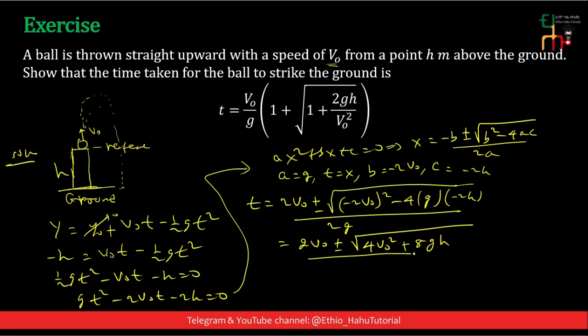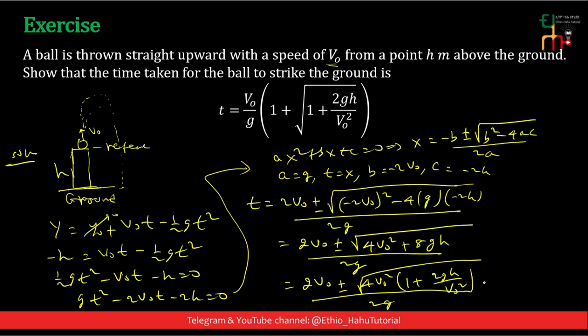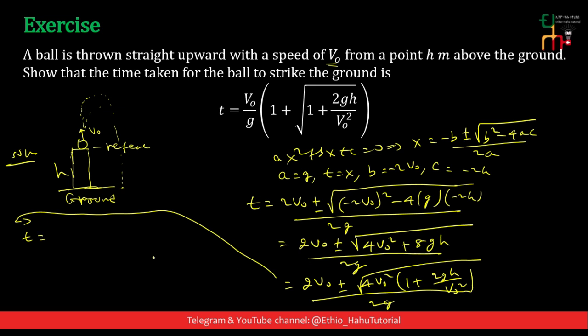Now, this is equal to (2 v0 ± sqrt(4 v0^2 (1 + 2gh/v0^2))) / 2g. Taking 4 v0^2 as common, this is equal to (2 v0 ± 2 v0 sqrt(1 + 2gh/v0^2)) / 2g.